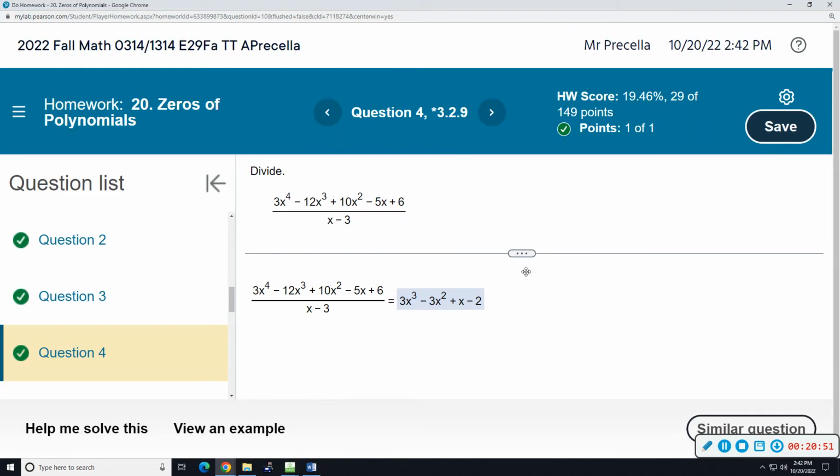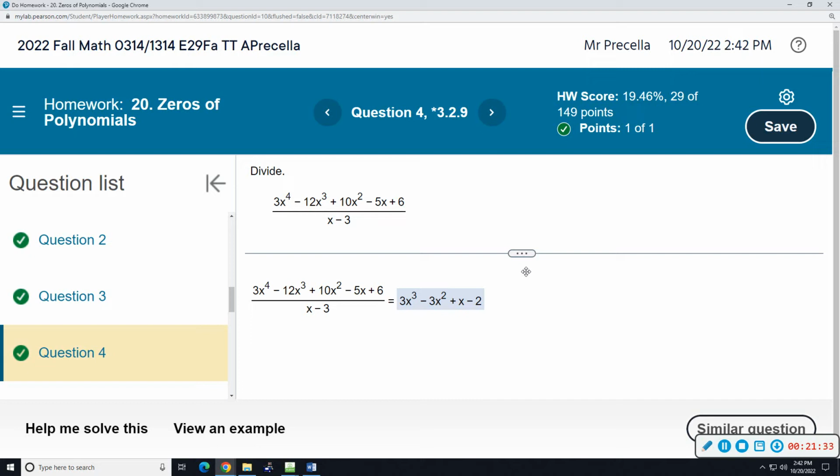Now, think back to before there were calculators. If you didn't have a calculator to use, what do you think would be easier? Would it be easier to plug the 3 in for every one of these x's if you're doing it by hand? Or would it be easier to do synthetic division? Which of these would probably work out easier if you didn't have a calculator?